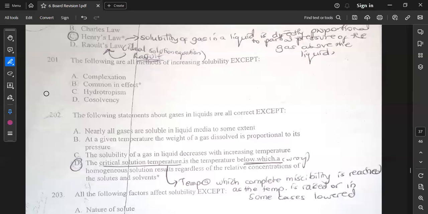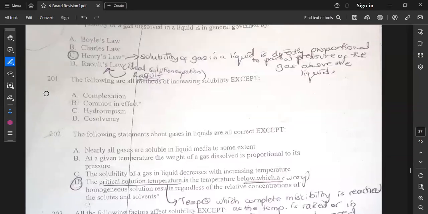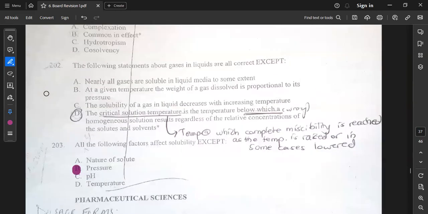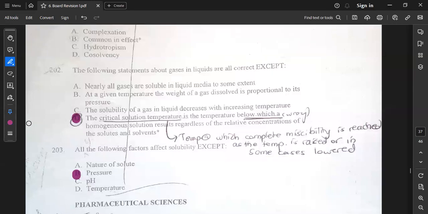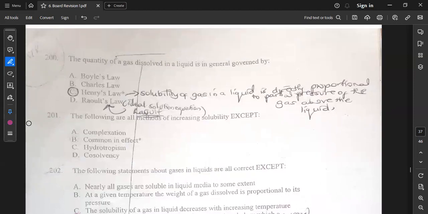201. The following, okay, the girl has said critical solution temperature is the temperature at which complete miscibility is raised. So D is the answer. Okay, thank you. 201.